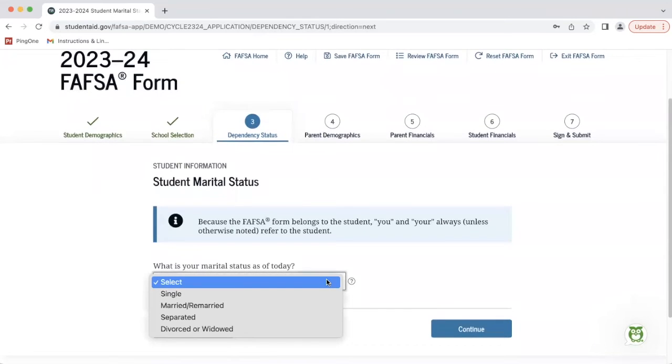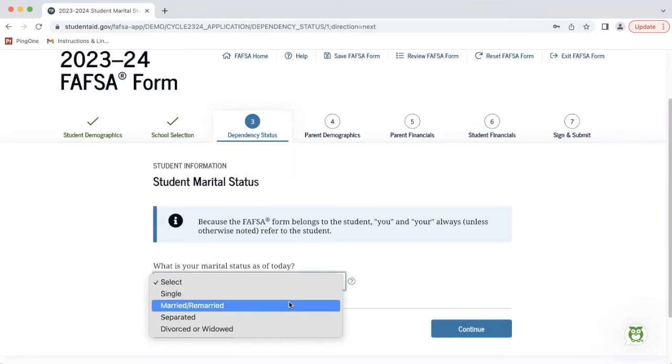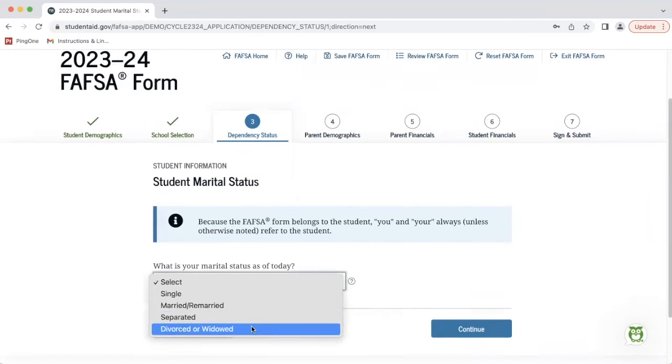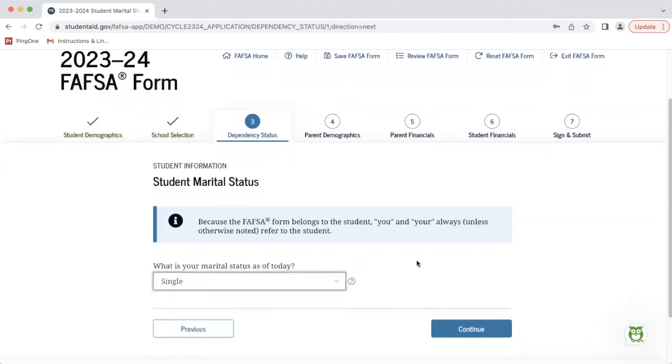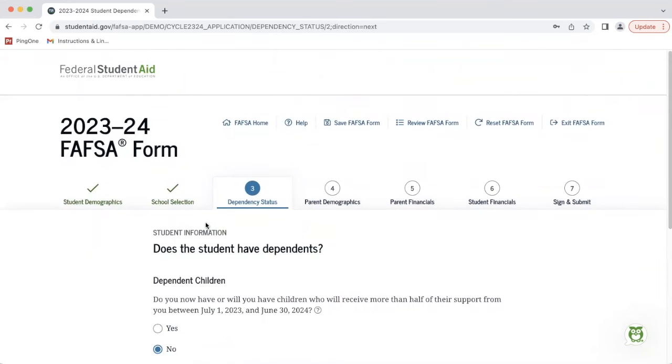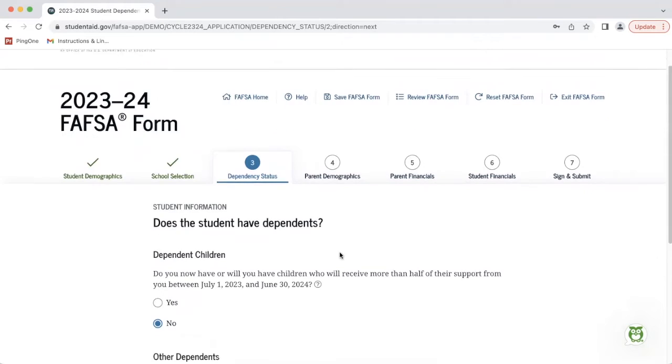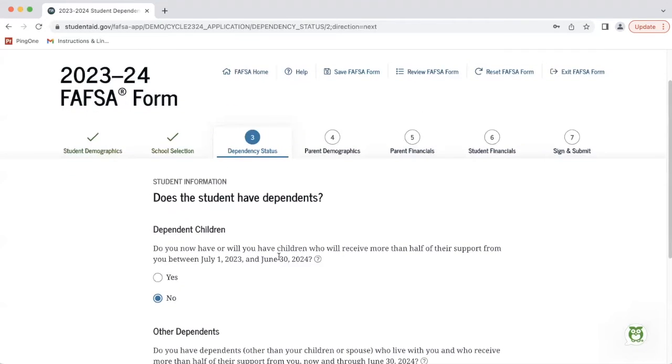So to answer the marital status question, we could put single, married or remarried, separated, or even divorced or widowed. Now the FAFSA wants to know if the student has any dependents. The first question is, do you now have or will you have children who will receive more than half of their support from you between July 1st, 2023 and June 30th, 2024?